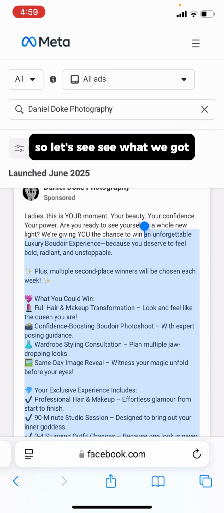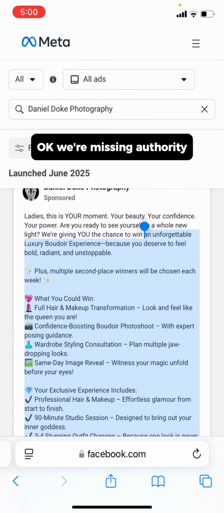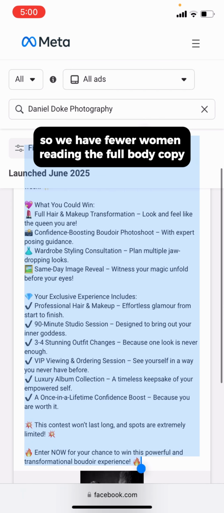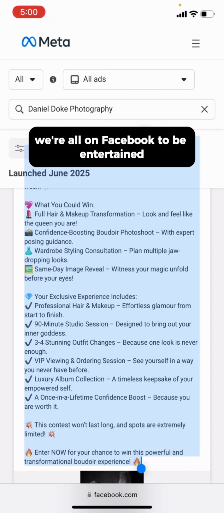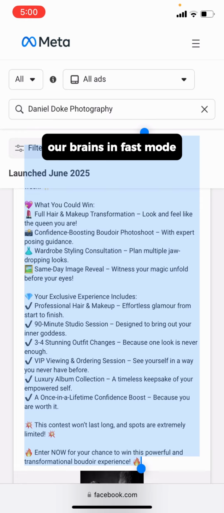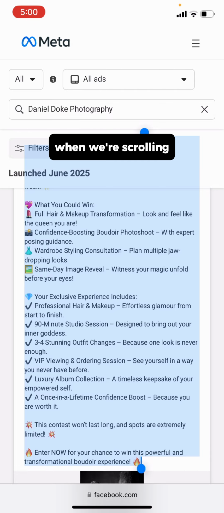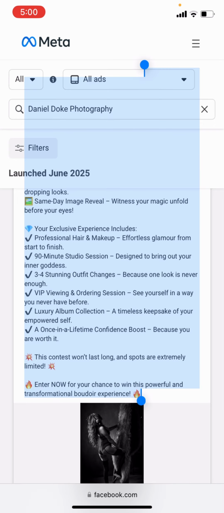So let's see. Say we got... okay. We're missing authority. We're missing why women should listen to us. So we're going to have fewer women reading the full body copy. We're all on Facebook to be entertained. We don't want to be sold to, reading a novel here. We're kind of just chilling. Our brain's in fast mode, not really taking in much of anything when we're scrolling. So we're going to have fewer women reading the full ad copy, fewer qualified leads.